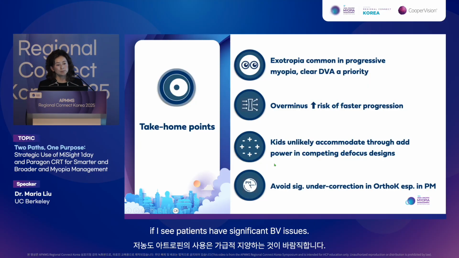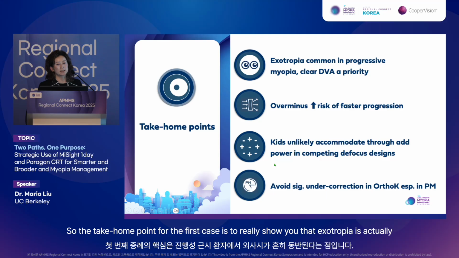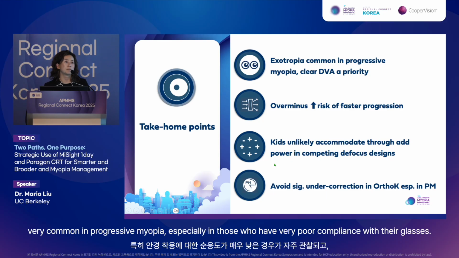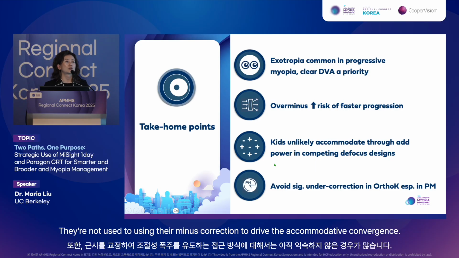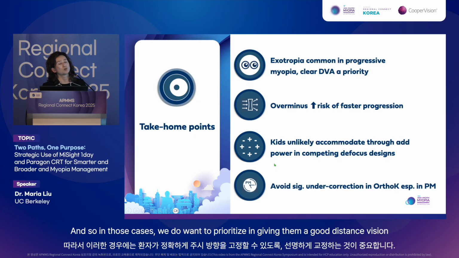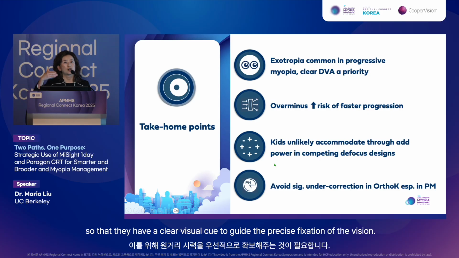So the take-home point for the first case is to really show you that exotropia is actually very common in progressive myopia, especially in those who have very poor compliance with their glasses. They are used to wandering around without clear vision. They're not used to using their minus correction to drive the accommodative convergence. And so in those cases, we do want to prioritize giving them a good distance vision so that they have a clear visual cue to guide the precise fixation of the vision.